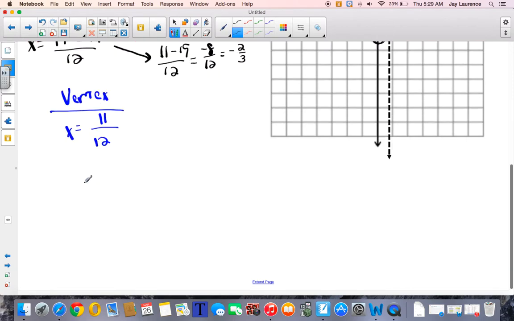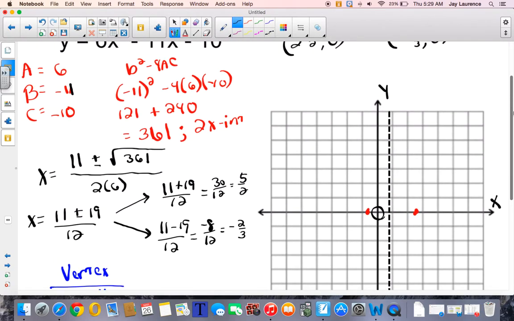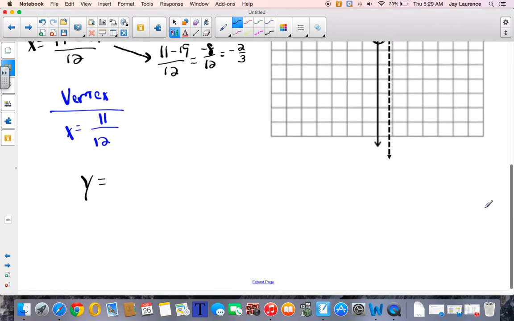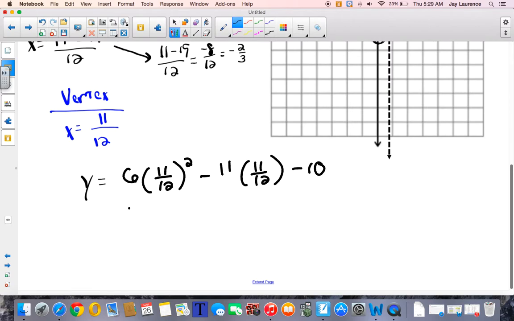Okay, so I'm going to go y equals, what was A? A was 6. So we're going to go 6 times 11/12 squared minus 11 times 11/12 and minus 10. And so this will be 6 over 1 times 121 over 144. And maybe I can think about that 144 differently.